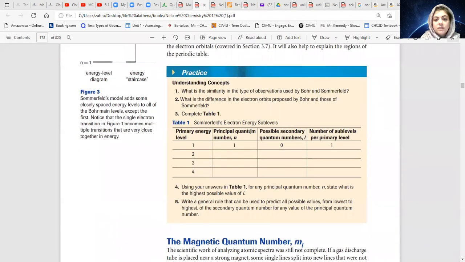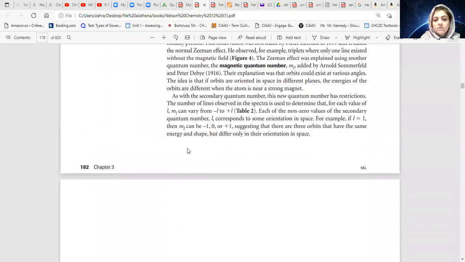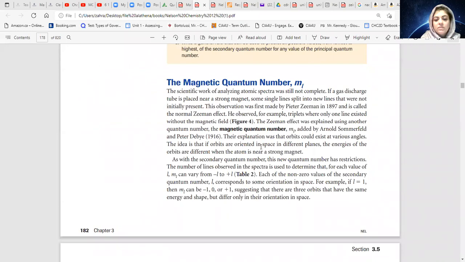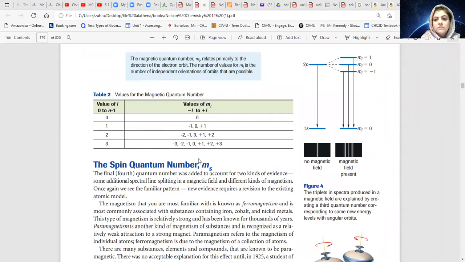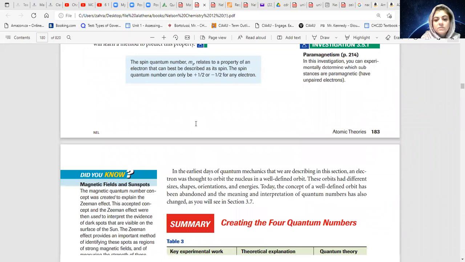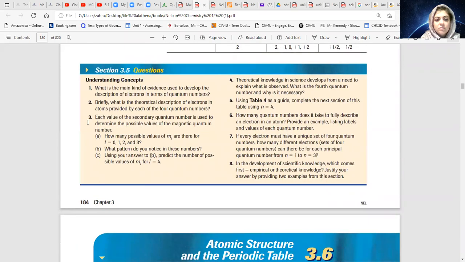For this, you can fill in the table in question 3. That part is on page 182. Here they talk about m_l, and look at this chart talking about m_s here. Look at this table. So you can do question number 3, and question number 5 on page 184.